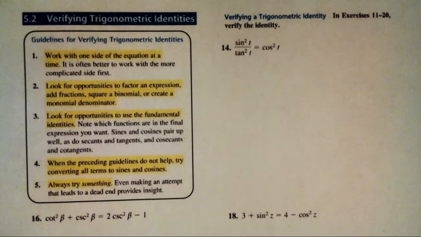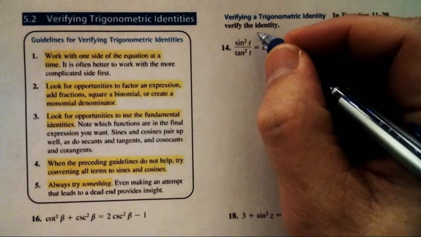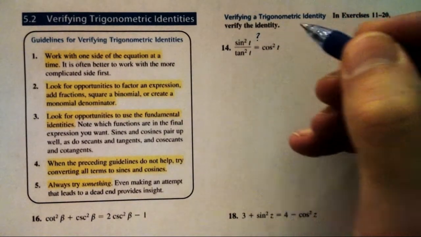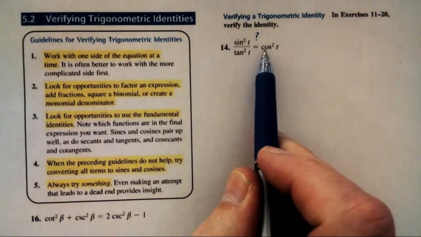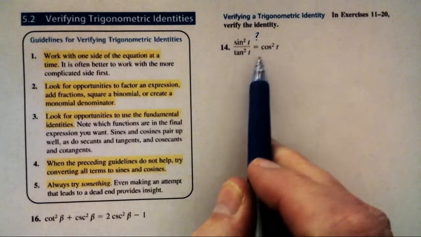One of the challenges with identities is there are so many, and it seems like a whole lot, but there are a lot of different identities we use to prove that one side of the equal sign is equal to the other. The first thing we need to be aware of is that this is more of a supposition. This isn't really a statement that these things are equal. This is, hey, are these things equal?